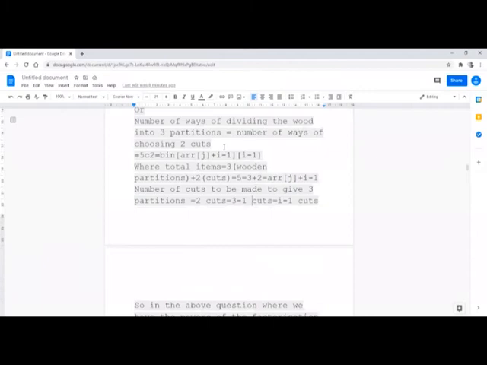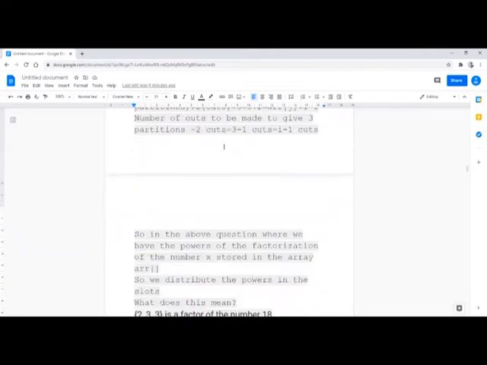Or we can do it another way, where the number of ways of dividing the wood into 3 partitions is equal to the number of ways of choosing 2 cuts, which is 5C2, equal to the binomial coefficient arr[j] plus i minus 1 C i minus 1, where total items is 3 wooden partitions plus 2 cuts, which is 5, which is 3 plus 2, equal to arr[j] plus i minus 1. So the number of cuts to be made to give 3 partitions, this is 2 cuts, is equal to 3 minus 1 cuts, which is i minus 1 cuts.